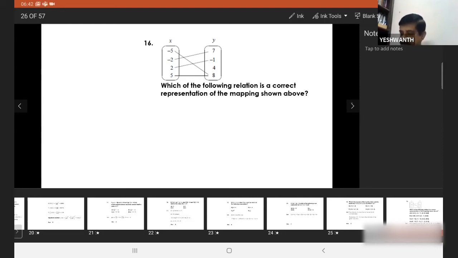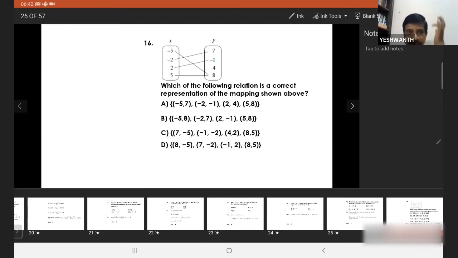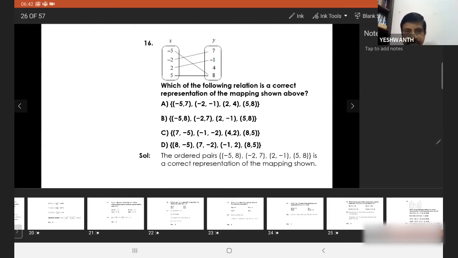So look at this. If you look at these options, you have -5 to 8. How many places do you have in option B with -5 to 8? So the only option that we have is option B. So let us check other things, whether they are mapping or not. -5, 8, -2, 7, 2, -1, 5, 8. Yes, all the things are satisfied. So the answer is B. Please note it fast, quick.